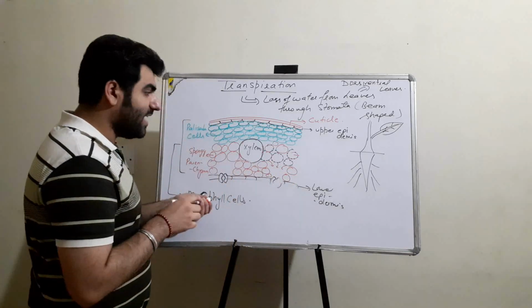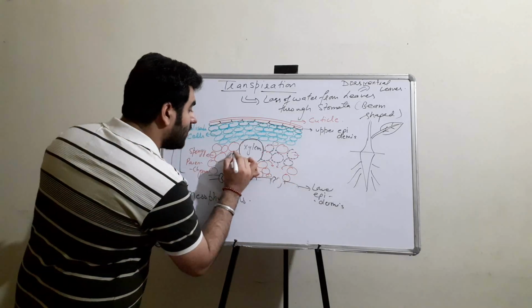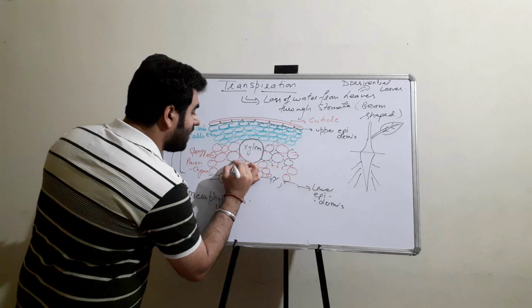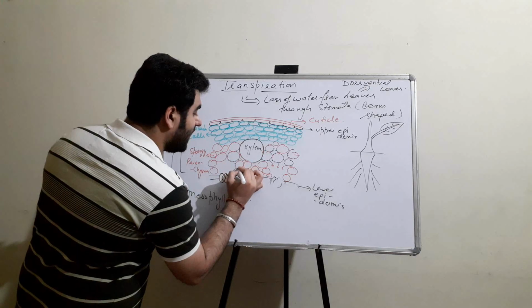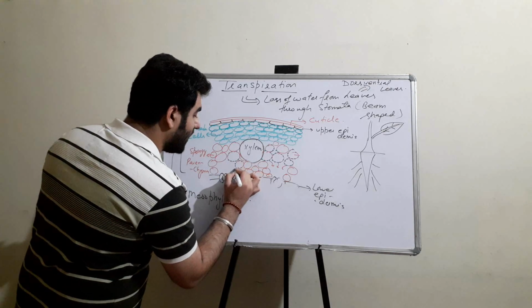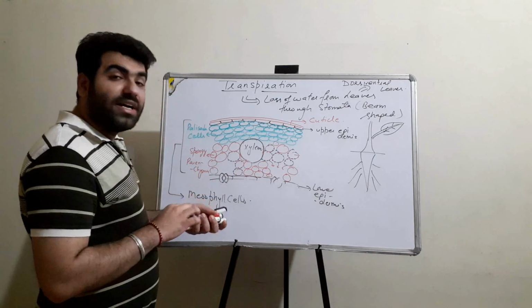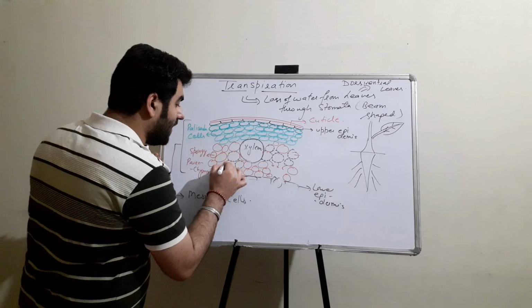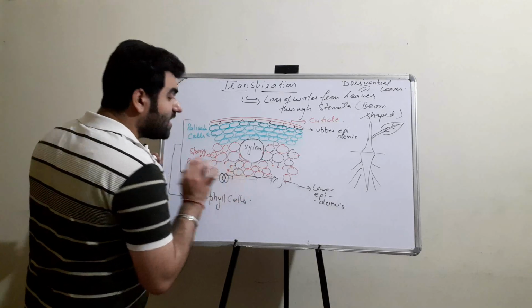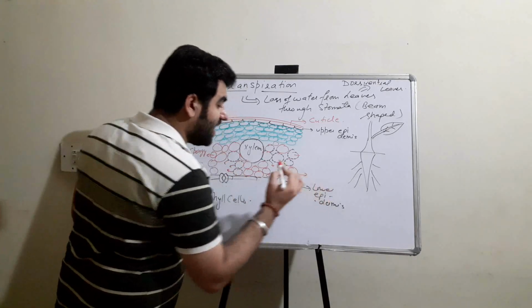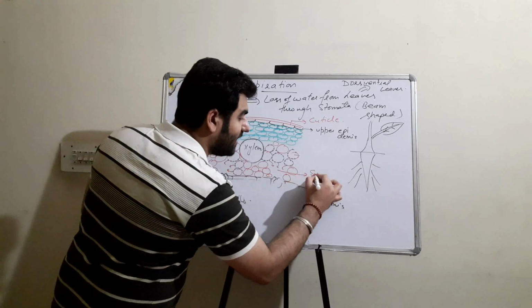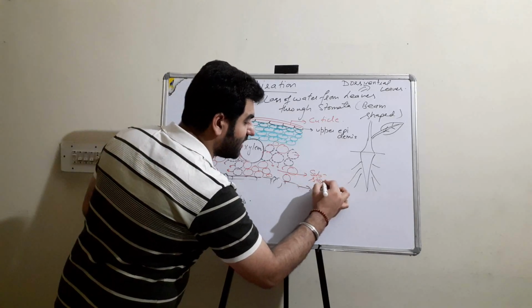Similarly, the case will be over here. The water which is being imbibed by the cell wall, by absorbing the heat, will be converted into its vapor form and it will enter into this space. This space here, which is near to the stomata, is known as the substomatal space.